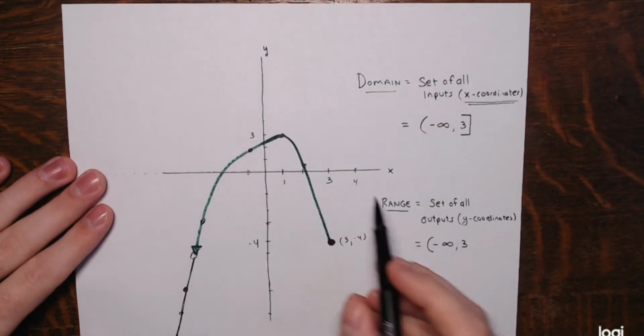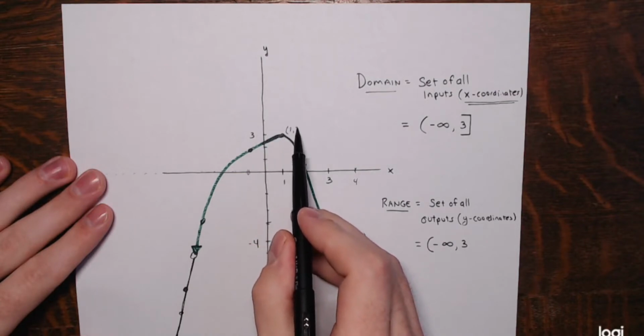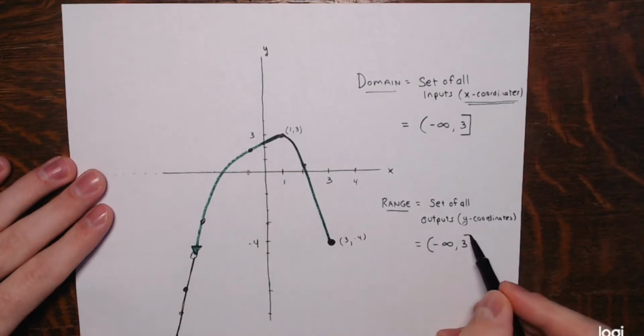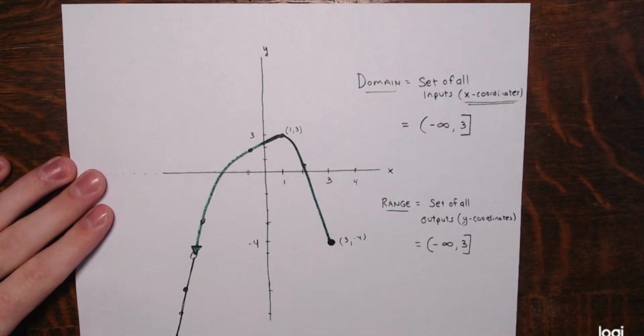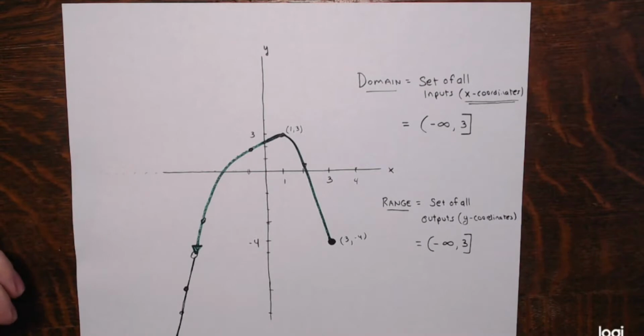And again, 3 looks like it is used, right? This is the point 1, 3 here. 3 is used as a y-coordinate. 3 is in the range. So once again, a bracket. So it looks like they have the same set of numbers, both the domain and range here. So again, you're just looking at different stuff though.